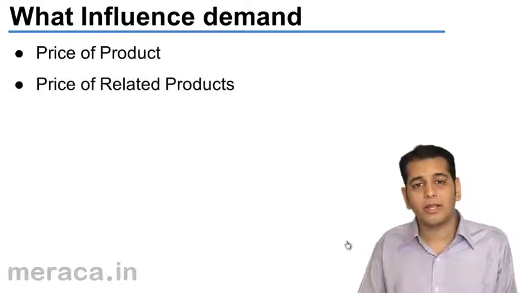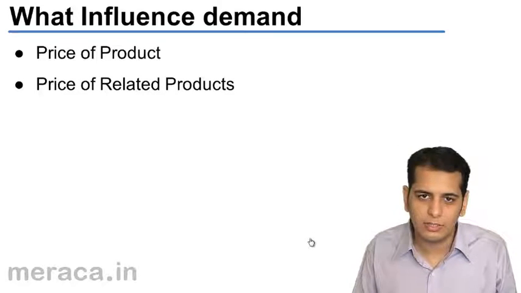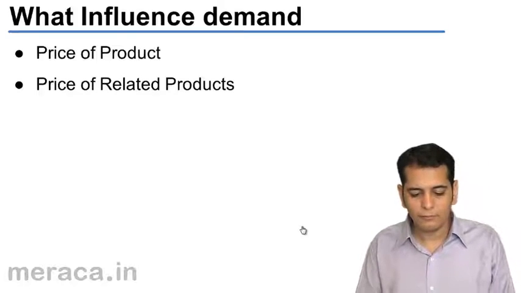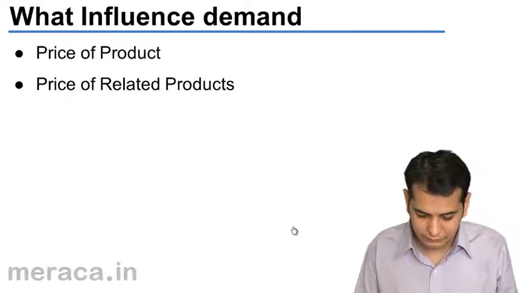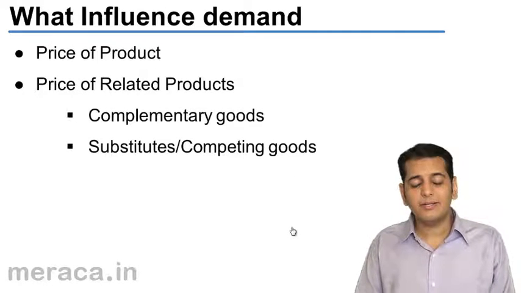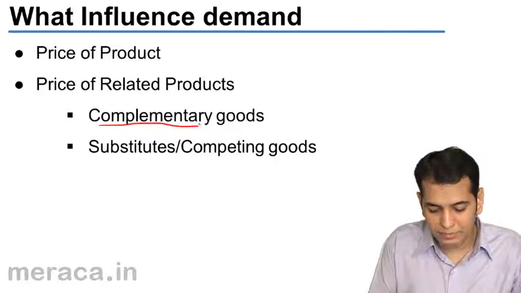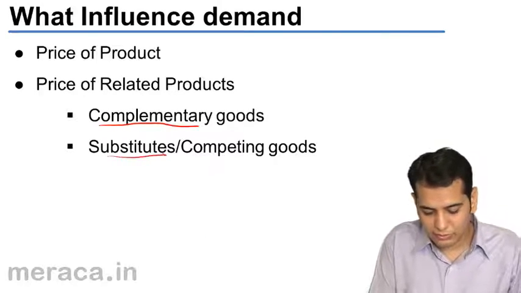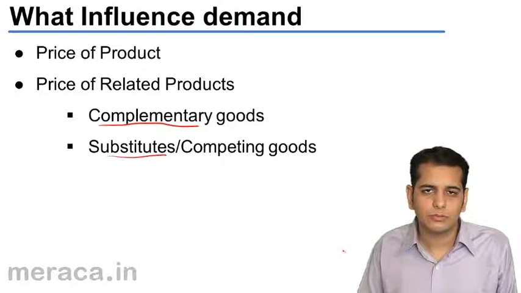Next is price of related good. Now we've already done this point in our last video. Now let us do this point in detail. Related goods are of two types. First, complementary goods. Second is substitutes. Now what are complementary goods?